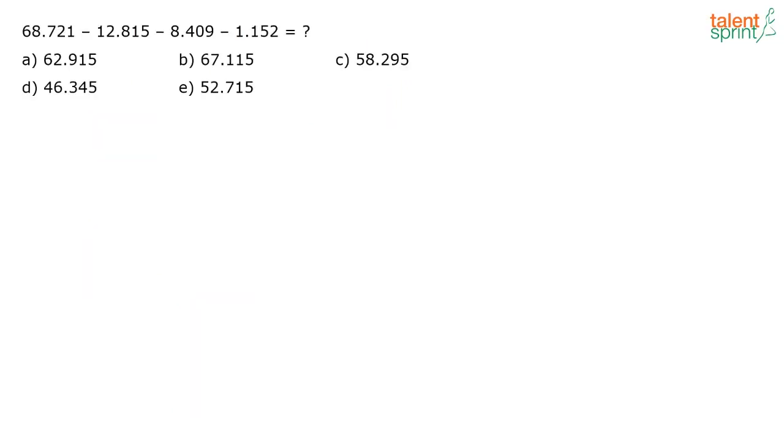See, take this question for example. Look at this question. A similar question we just did using the digit sum method. 68.721 minus 12.815 minus 8.409 minus 1.152. Now you can solve this question using the digit sum method, one digit at a time. But again, I am going to try solving this question using the digit root method, and I will show you why this is the more effective way of solving it.